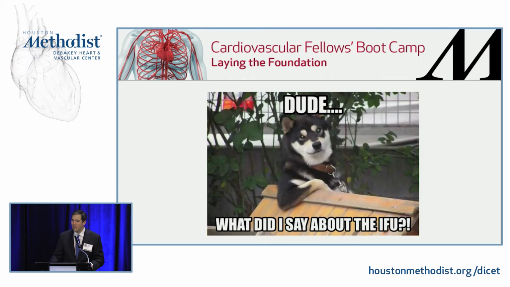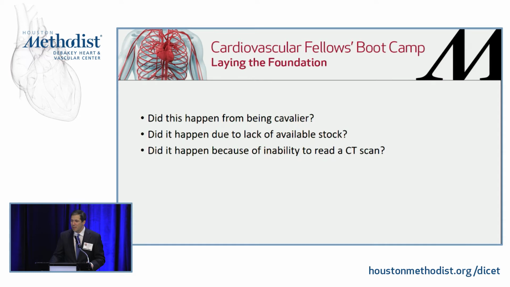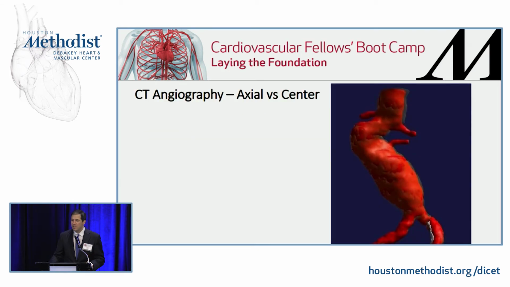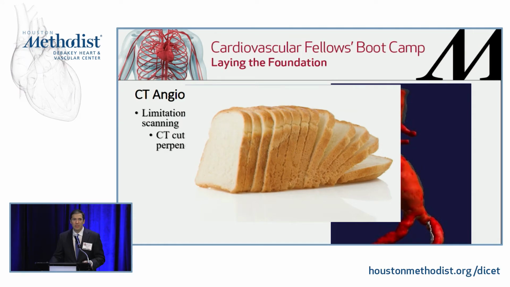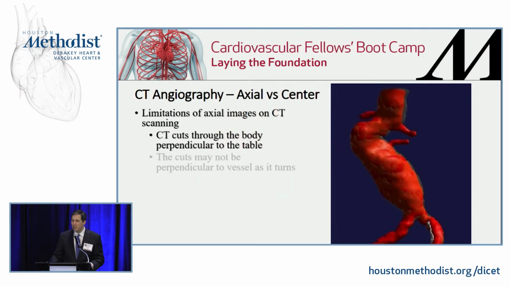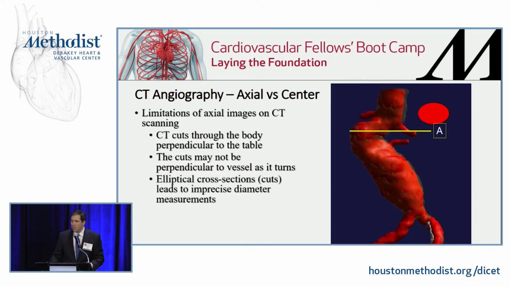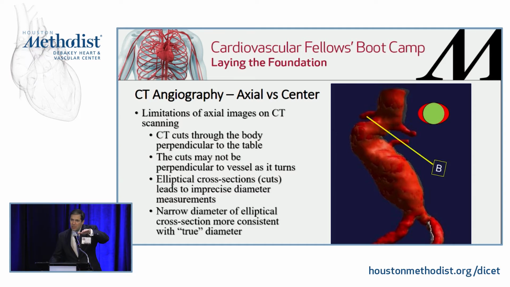So why did this happen? It could be that you just didn't follow the instructions for use, but the reality, so this patient ended up with an open conversion. So were you too cavalier? Did you just not have enough stock, or you just can't read a CT scan? Remember that a CT scan basically cuts you in half like a loaf of bread. The cuts are going to be perfectly perpendicular. So if you cut straight across an aorta that has an angle, it's going to look like a long oval. But then if you actually turn it and angle it the way you should, it's not going to look so big. It's actually the true size. So you may oversize because you're looking at it the wrong way.